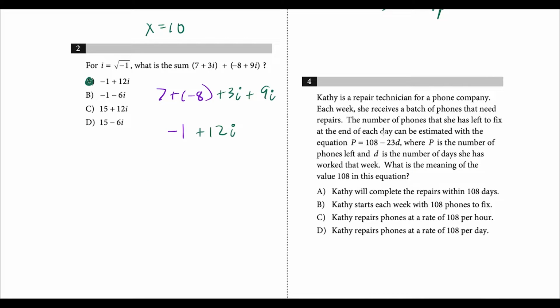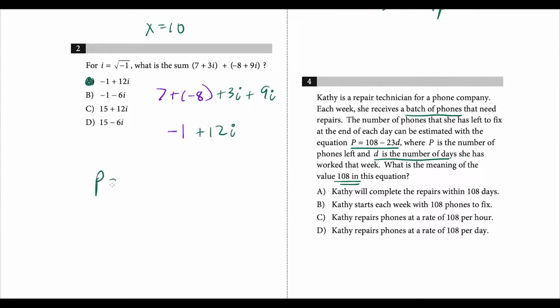So question 4, there's a lot going on here. We have Kathy is a repair technician for a phone company. So each week she gets a batch of phones that need repairs, and the number of phones she has left to fix could be estimated by this. This is a linear equation. So P is the number of phones left. D is the number of days she's worked that week. We want to know what is the meaning of 108 in this equation.